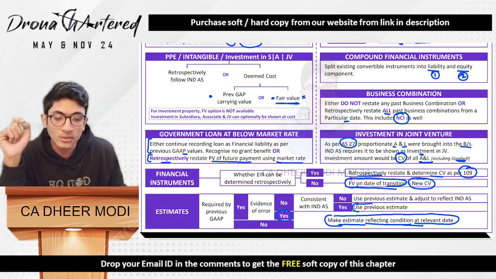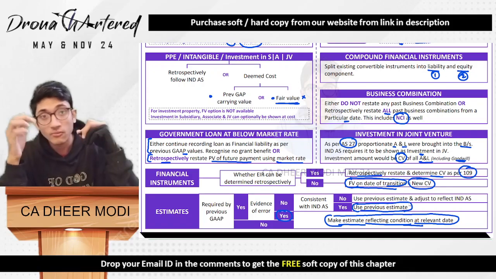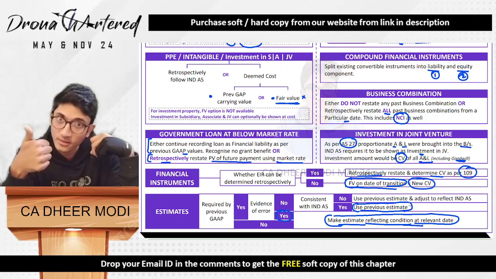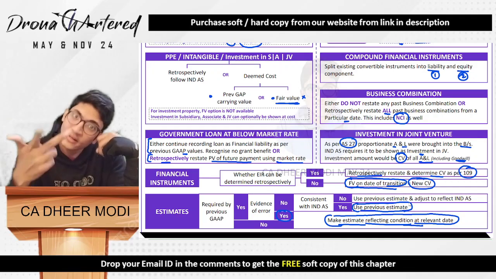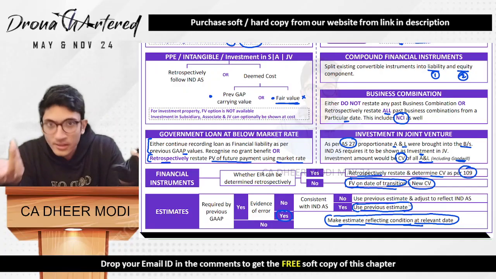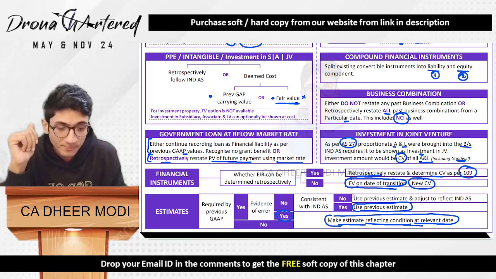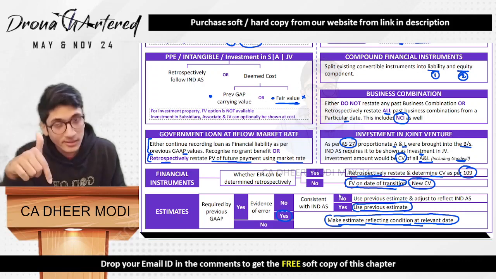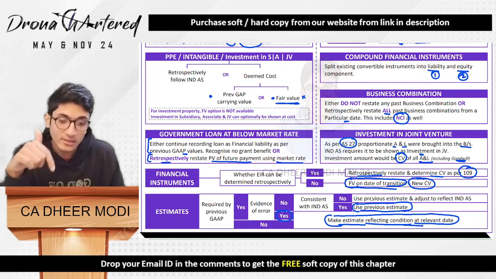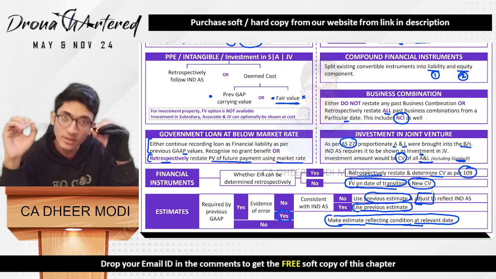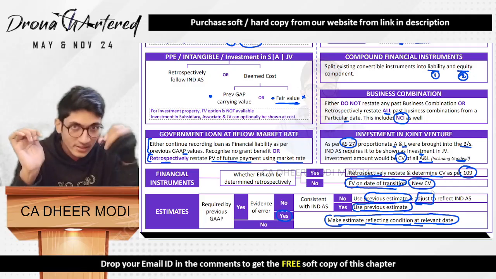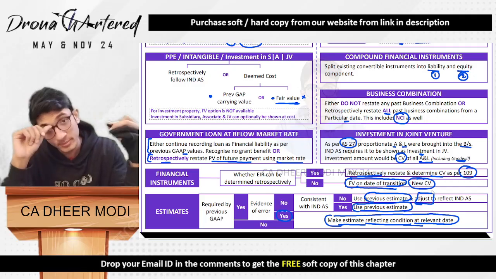That means basically, if you see, was the estimate required earlier? Yes. Was there any error? No. Is it consistent with current IND AS? Yes, then of course use that amount. Then there is nothing to change. However, if it is not consistent with this IND AS, then in such a case, you use the previous estimate, also give adjustment to reflect the current IND AS. You use the previous as a base and then give any plus minus effect adjustment as per the current IND AS.